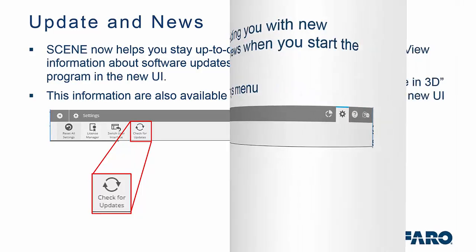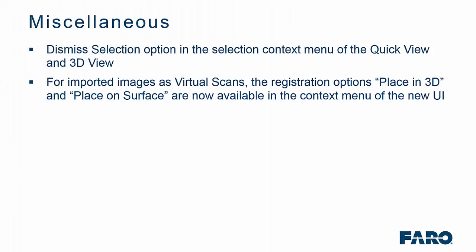We've also made another couple of enhancements, in that now on the right click context menu in the quick view and the 3D view you now have the dismiss selection option. Prior to that it was a keyboard shortcut of Ctrl D. Also for imported images such as virtual scans you now have the registration options to place in 3D and place on a surface, and again those are in the new context menu of the new user interface.